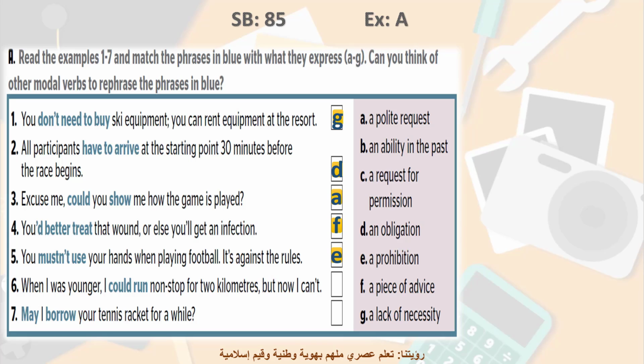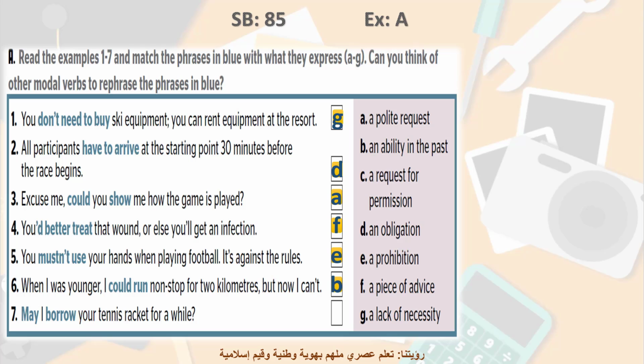Okay, number 6. When I was younger, I could run non-stop for 2 kilometers, but now I can't. I could. Yes, it's true. B, an ability in the past.